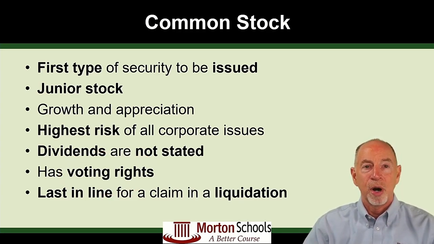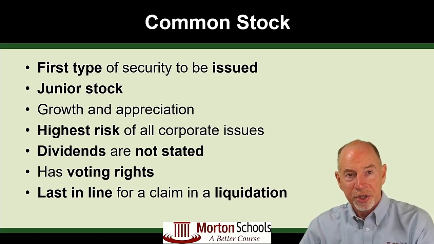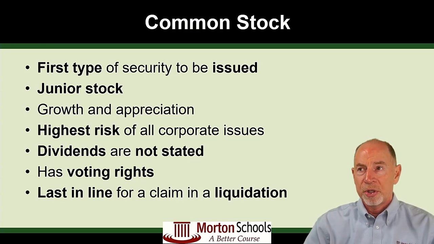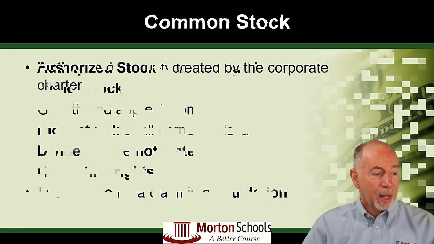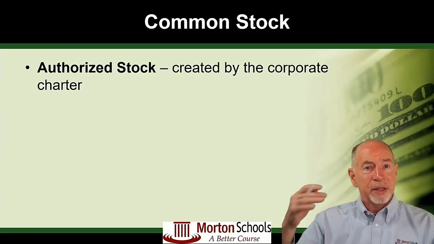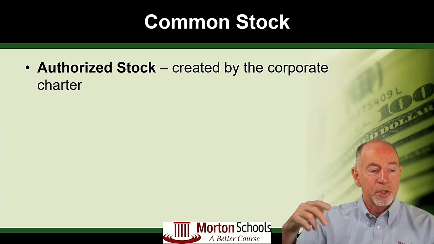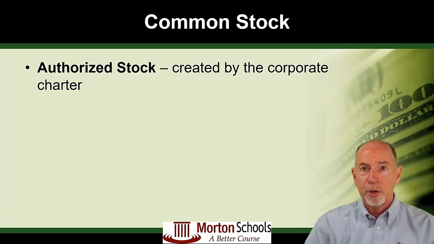Once again, how would somebody do a hostile takeover? They buy enough shares of the stock so they have enough shares to vote so that they can essentially control the company. Now, we talked about these terms on that previous slide. Authorized stock, that's the shares that are created by the corporation charter.